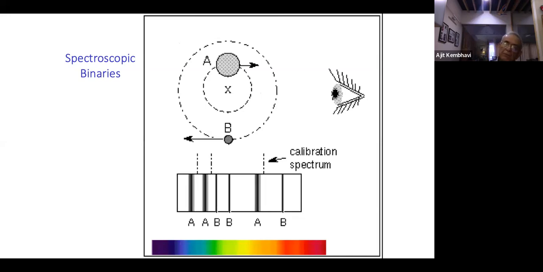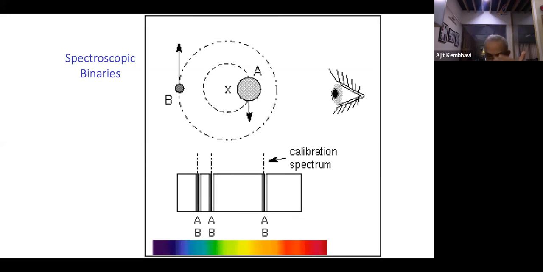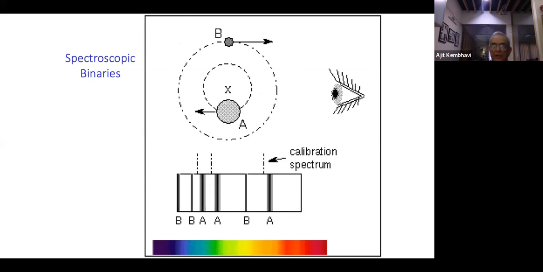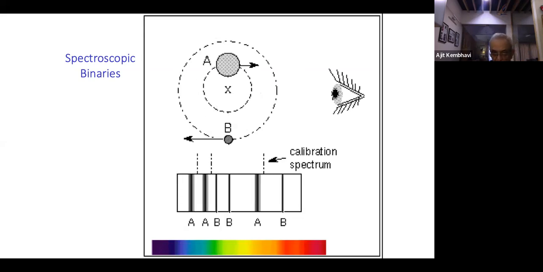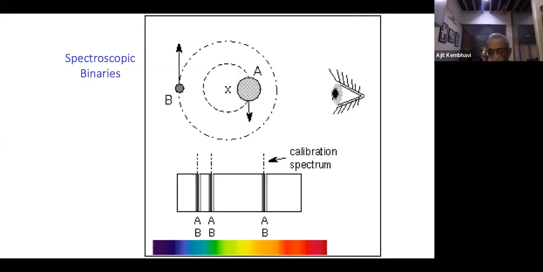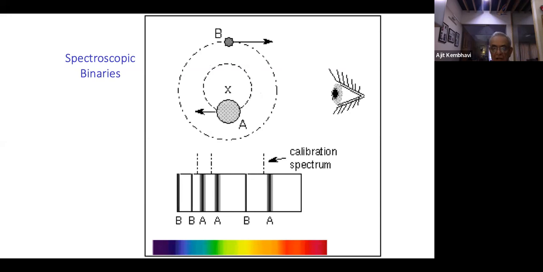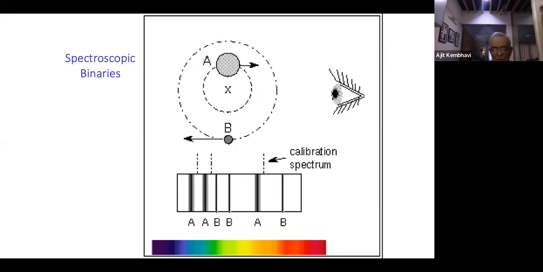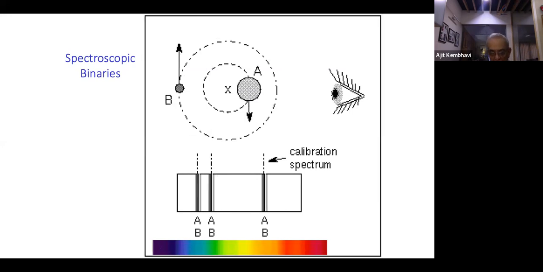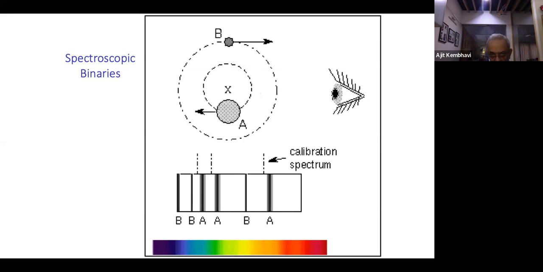Then you can have the spectroscopic method, where the planet is not emitting its own radiation, let us say, like a star. But because the planet is going around, the star is also going around. They're both going around the center of mass, if you look at it that way. And then the wavelengths of the spectrum from the star will be changing.